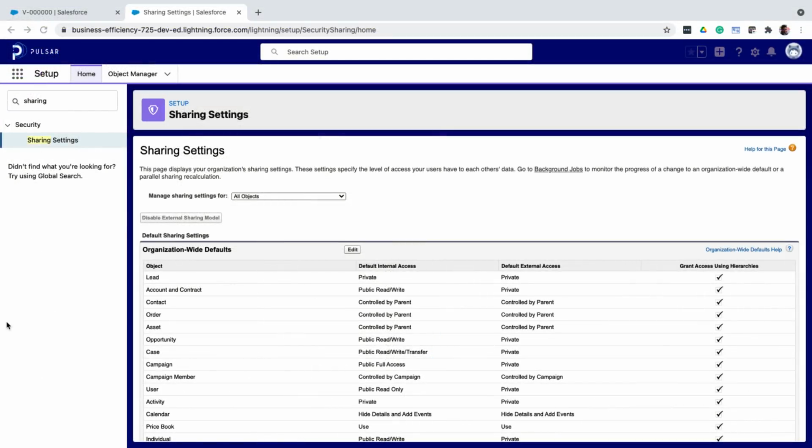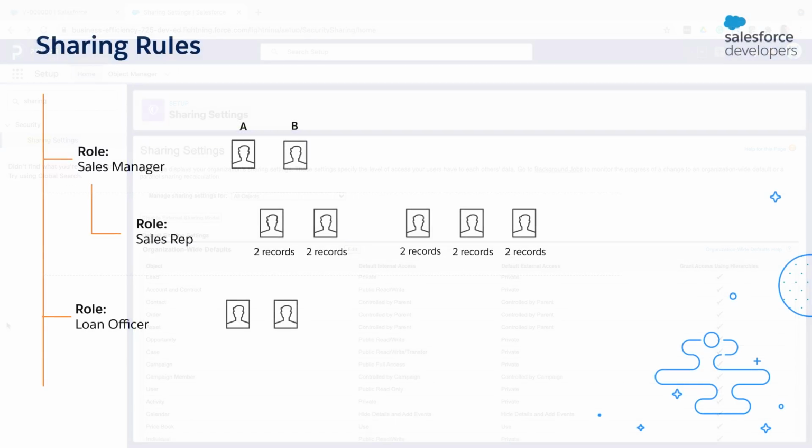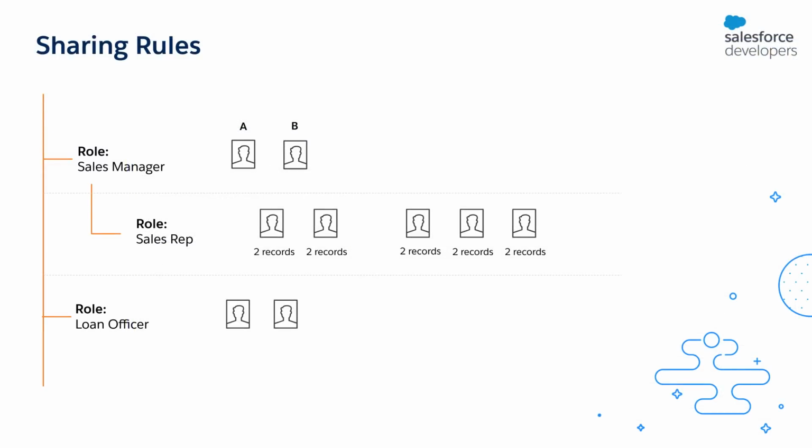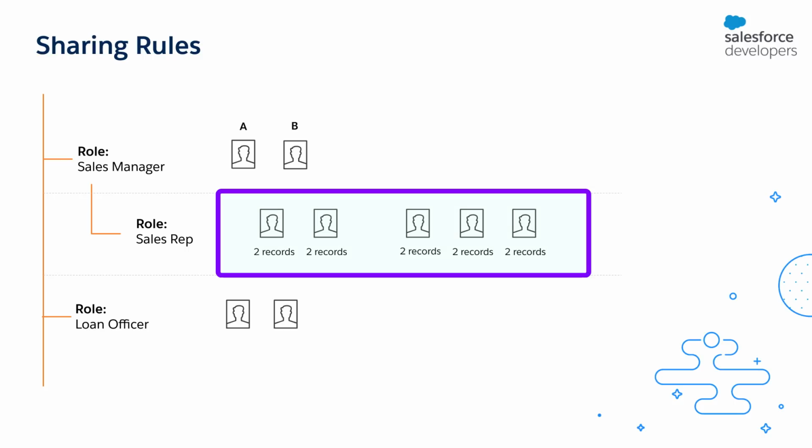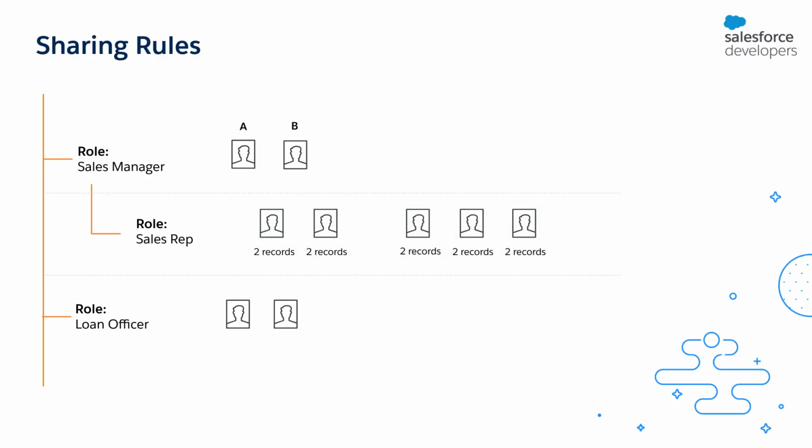So that was organization-wide defaults and role hierarchy. Because the OWD is private for the lead object, records owned by a sales rep can be seen by the sales manager as long as the grant access using hierarchies checkbox is checked. But how can we allow other sales reps to access each other's records? Meaning that how do the users at the same level of role access each other's records?